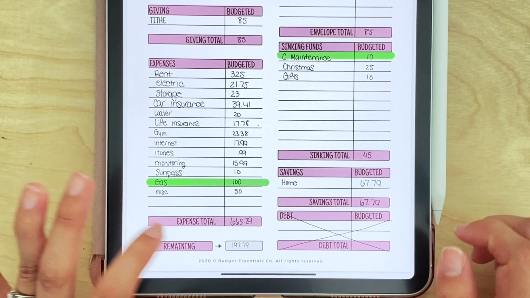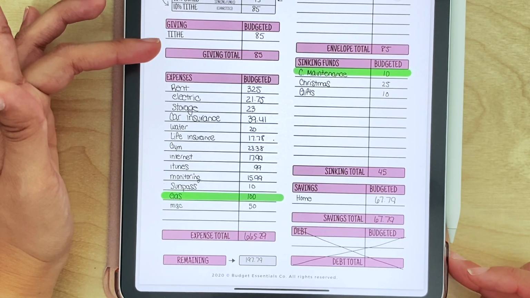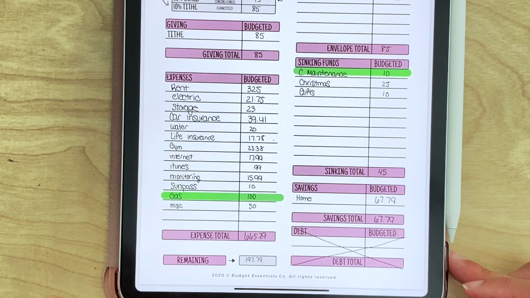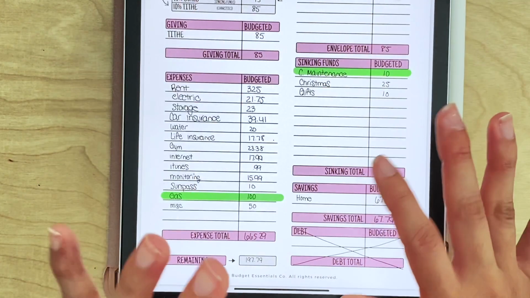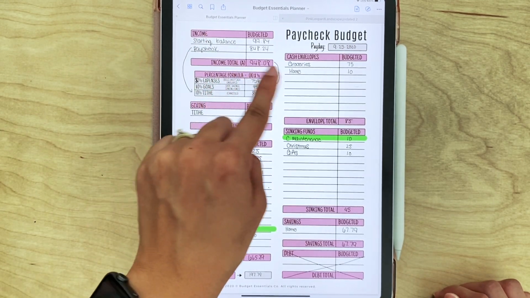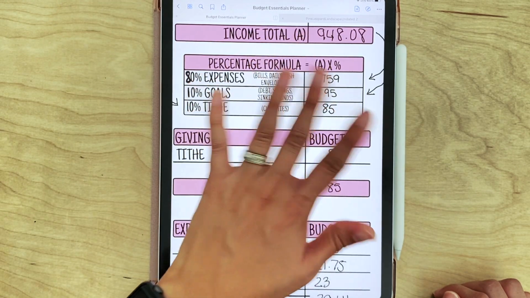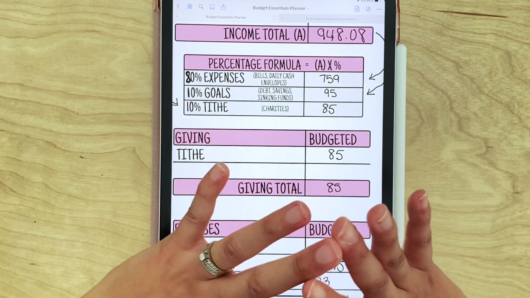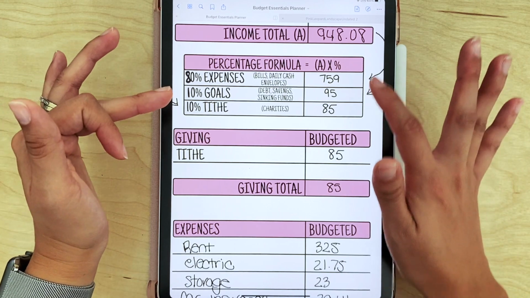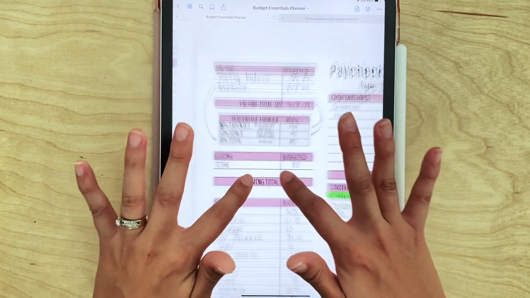Let's continue on. So now taking our income, subtracting the giving and these expenses, it leaves us with a balance of $197.79 that we are working with the remainder of the budget. So looking at our percentage formula, we see that these were the goal amounts. For the expenses was around $759 that we wanted to allocate for all of our spending from this paycheck. 10% of this amount, $95, would be to apply to our goals, and then we already covered the tithe.